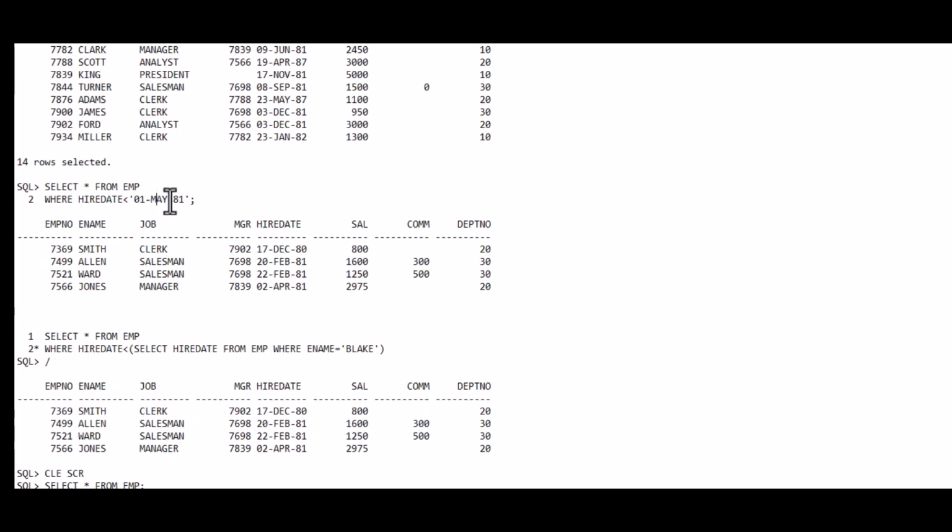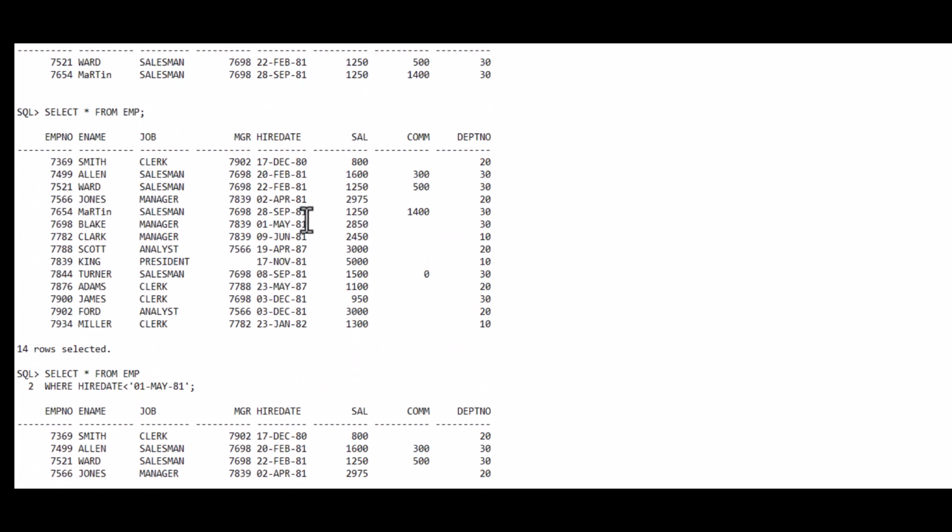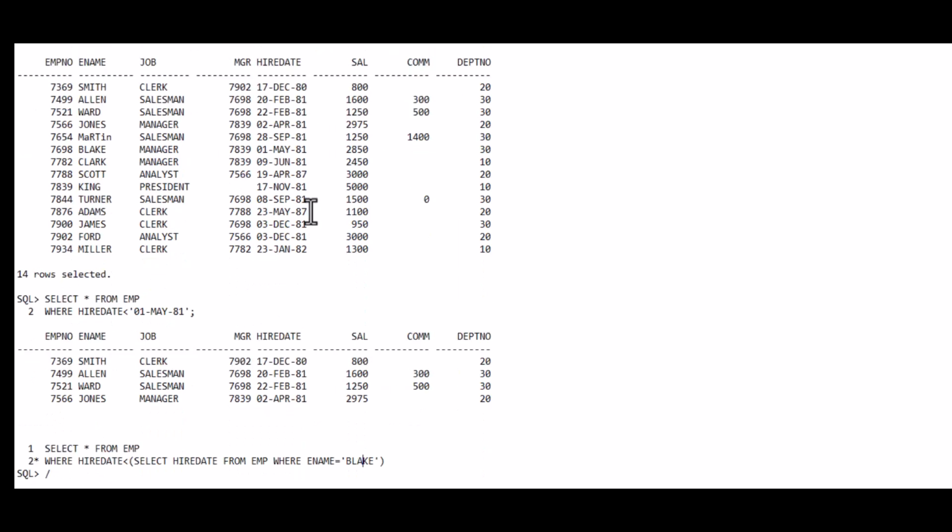So this record is fetched from the date, but if you don't know this date, how can we solve this through a subquery? This is very simple. Select star from employee where hire date is less than, and we can find this through a subquery. Select hire date from employee where name is equal to Black. If you come here, 1 May 1981 is the hire date of Black.